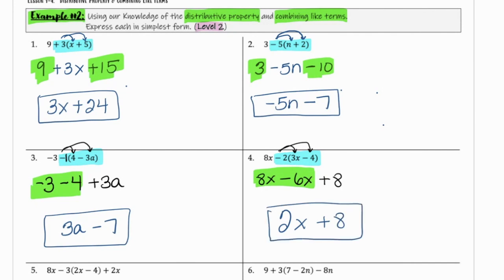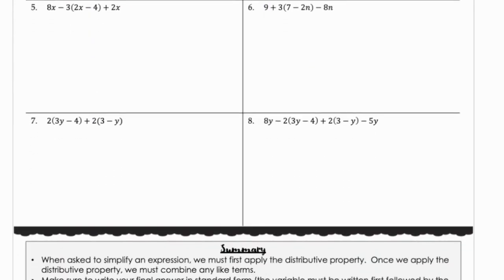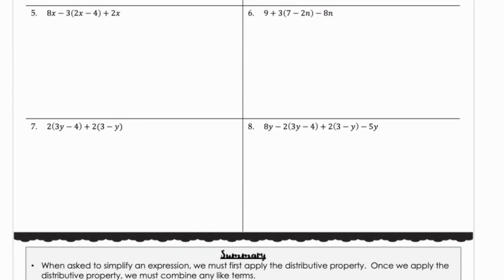Let's go down to the next few. So let's look at number 5. First thing I'm going to look for is my distribution. There's my distribution right there, somewhere right in the middle. That means that 8x is going to be dropped down and that positive 2x is going to be dropped down as well. So let's see what we get in the middle.